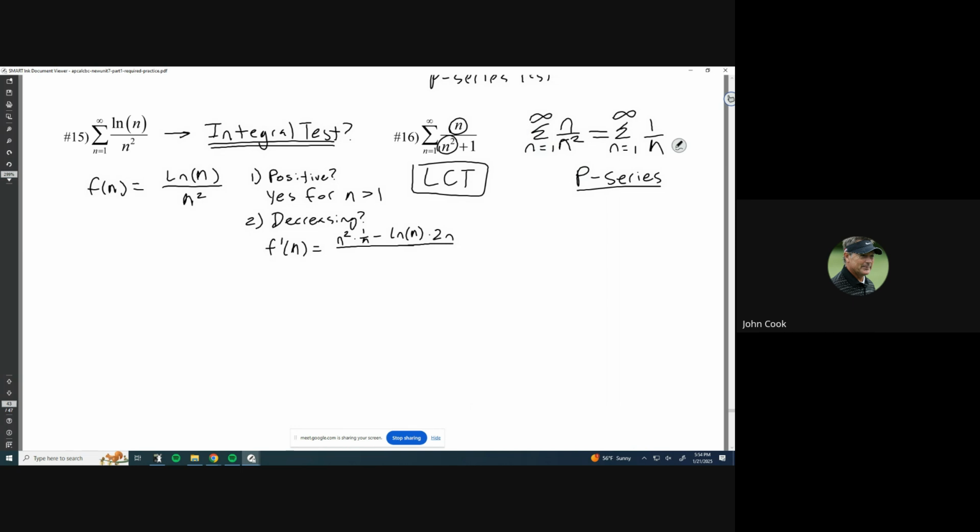Low d high minus high d low, yeah. Over the bottom part squared, so that'd be n to the 4th. And then if you simplify it a little bit, cancel out an n from the top and the bottom. And then n times 1 over n is just 1.